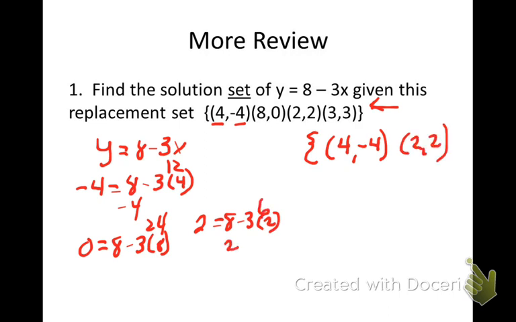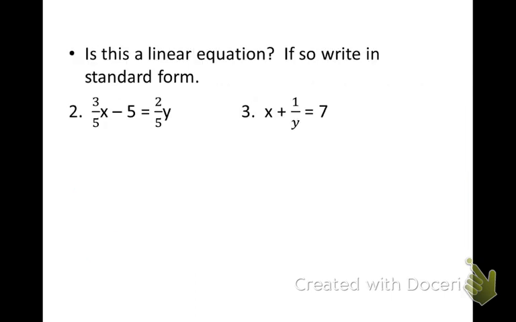So I want to include it in my solution. Now I need to try the ordered pair 3, 3. So 3 equals 8 minus 3 times 3. 3 times 3 is 9, that would give me negative 1, so no. So these two ordered pairs would be the solutions from what I was given to start with. And make sure you write it as a set of ordered pairs.